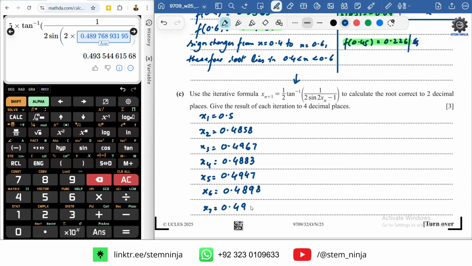0.4935. So that's it. If you notice, to 2 decimal places, if you round these numbers, it's in between 0.49. So hence, or you can say therefore, x is equal to 0.49. Right, okay. Let's move on to the next question.